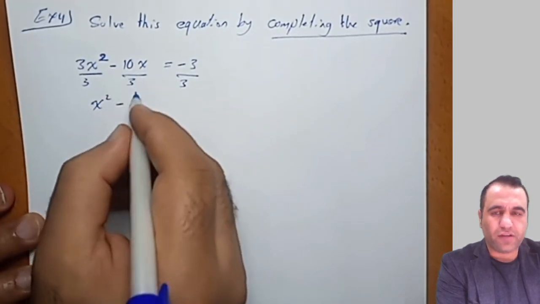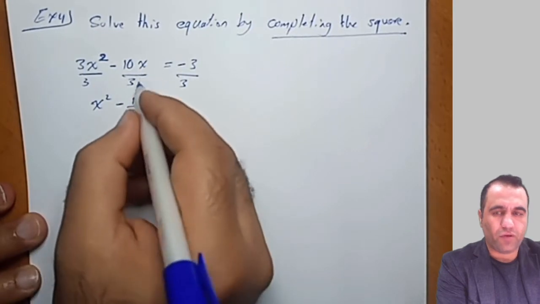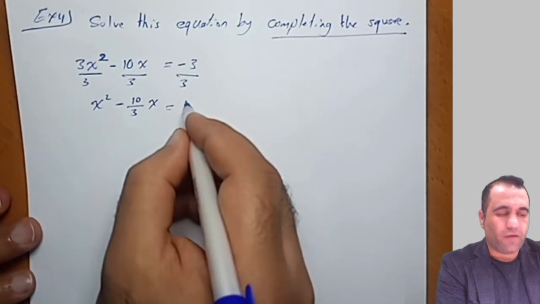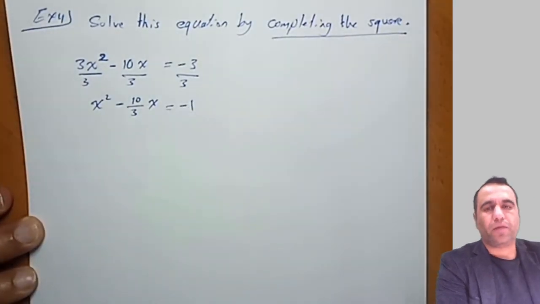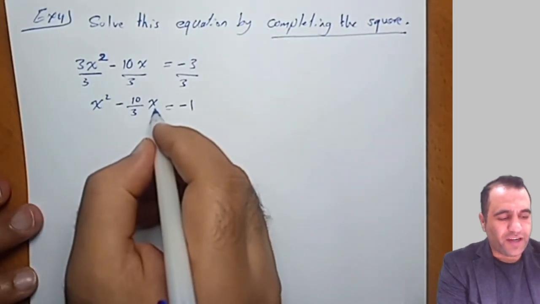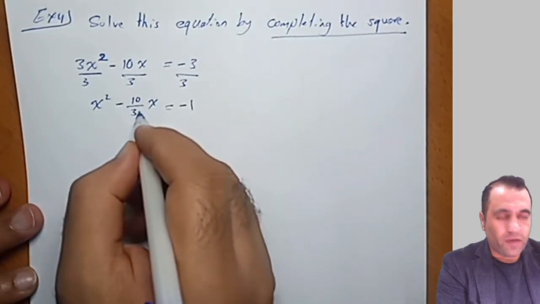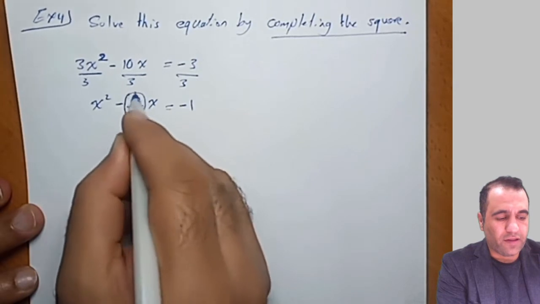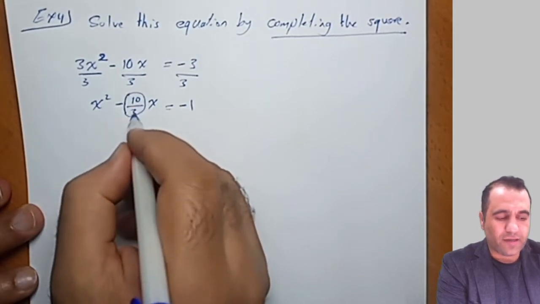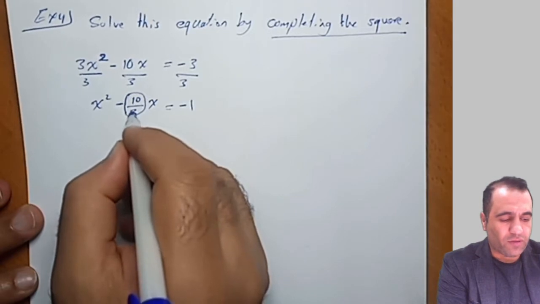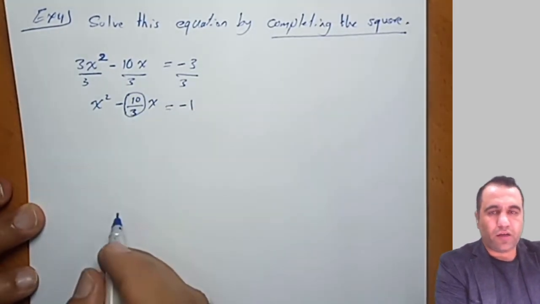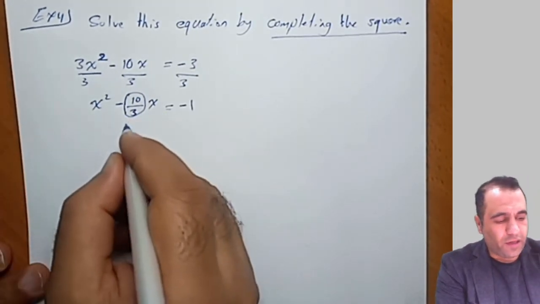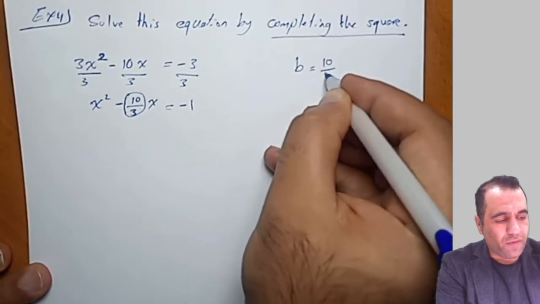Now 10 over 3 is still 10 over 3 as a fraction. Don't make it a decimal number here. X is still x, and minus 3 over 3 is still minus 1. Now, before finding the third part, we have to find b, which is the coefficient of x. Here, this is b. You can choose minus 10 over 3 or just 10 over 3. Both of them are okay because the rule is squared, so it is not going to change any sign. So here b is 10 over 3.